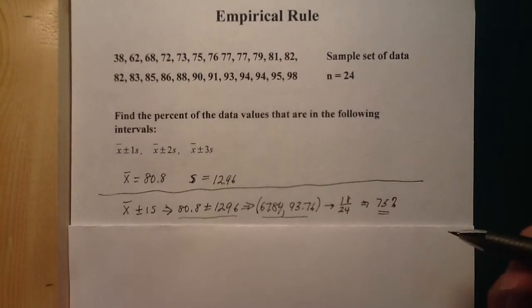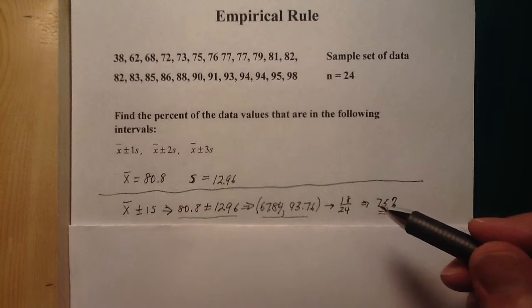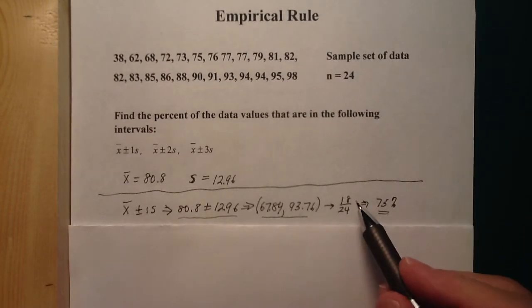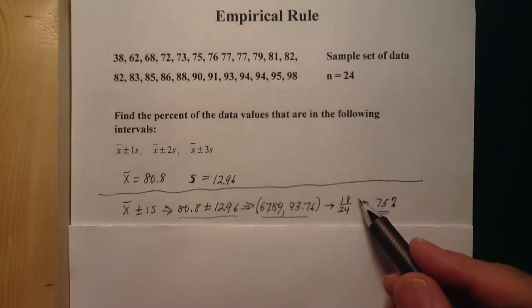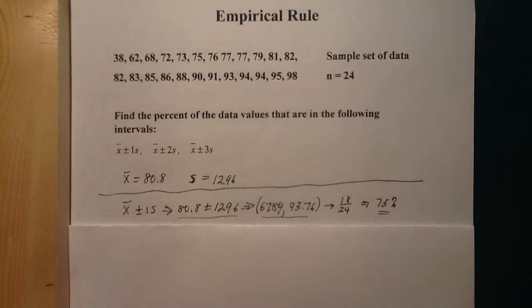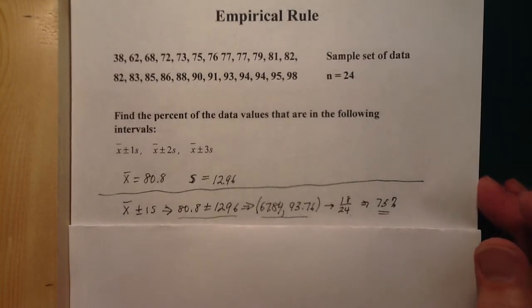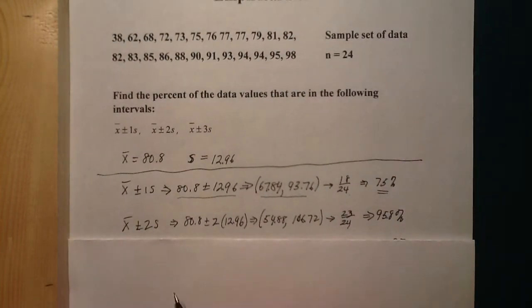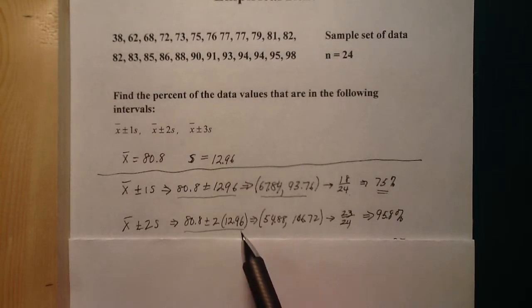And then what we do is we go up into our data and we count how many data values are between these two values. And we find out that there's 18 out of 24. We have 75% of our data values within 1 standard deviation of the mean. Now, what percent of the data values are in the interval x bar plus or minus 2 standard deviations? We'll take the mean plus or minus 2 standard deviations. That gives us this interval.